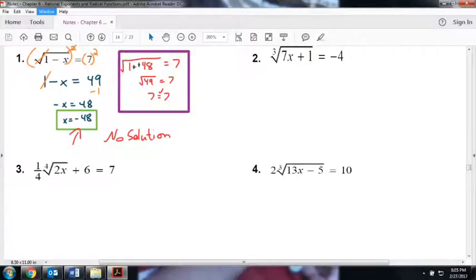But that's what's going on. You just square root to get rid of a square, cube root to get rid of a cube. Pause the video and try number 2. It's very similar to number 1.